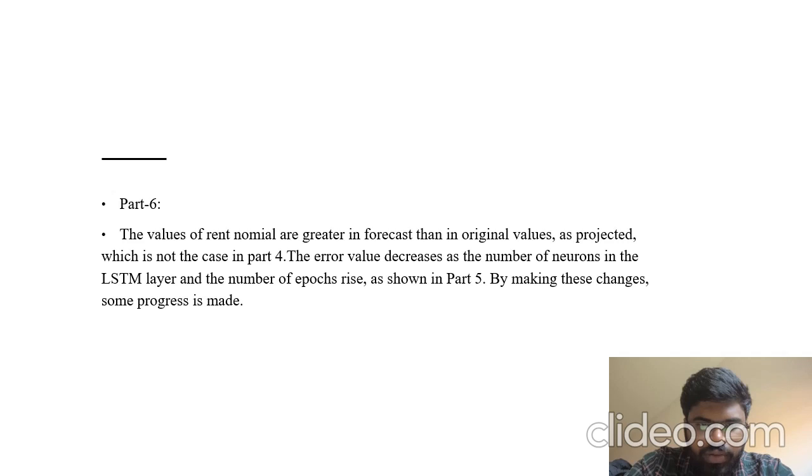The values of rent nominal are greater in forecasting than in original values as projected, which is not the case in part 4. The error value decreases as the number of neurons in the LSTM layer and the number of epochs rise, as shown in part 5, making the changes some progress.